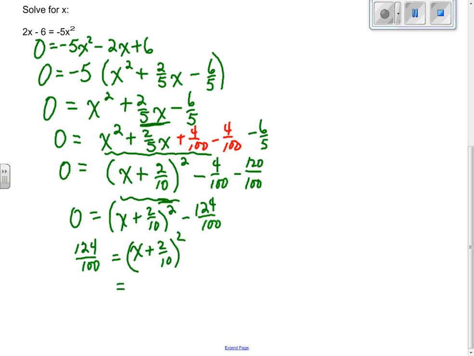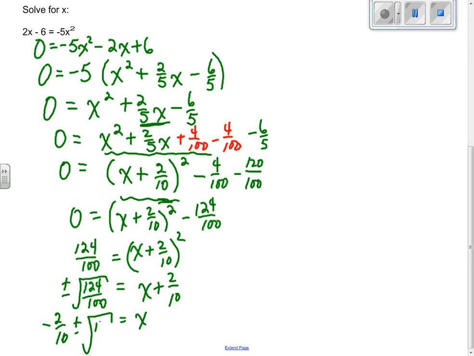I'm going to impose a square root on both sides, remembering to consider both the positive and the negative. And lastly, I'm going to subtract 2/10 from both sides. I can simplify those a little bit, but those are my 2 x-intercepts. There is no reason that x-intercepts have to be beautiful integer numbers. They can be quite hideous, as you can see.